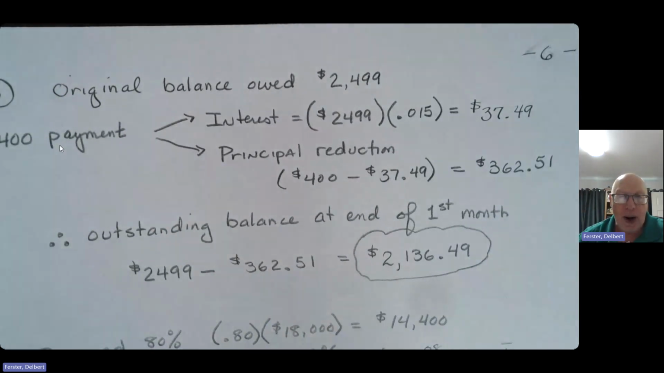And we'll realize that that means $362.51 goes to defray the cost of the loan, and the balance at the end of that first month is the original $2,499, which is what we borrowed, minus the $362.51, which in effect was a repayment of amount borrowed based on that first monthly payment. So at the end of month number 1, we no longer owe $2,499. We now owe $2,136.49. Remember, in this context, interest comes first. The balance of that $400 payment, I should say, went to defray the amount that we borrowed from the $2,499.